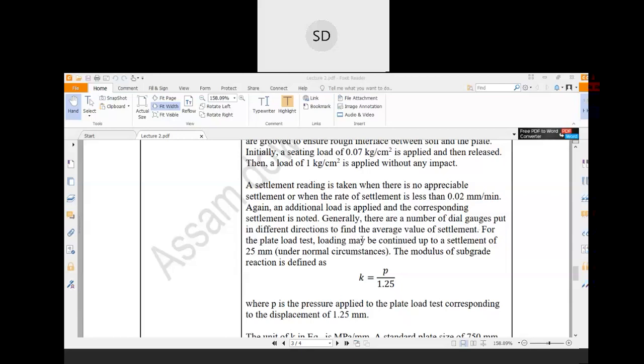For the plate load test, loading may be continued up to a settlement of 25 millimeter. So up to 25 millimeter, you have to apply the load. For the CBR test, you apply the load up to 12.5 mm penetration or displacement. Similarly, for the plate load test also, you apply load until there is a total of 25 millimeter of penetration or settlement. The modulus of subgrade reaction is defined as K is equal to P by 1.25, where 1.25 is basically the displacement.